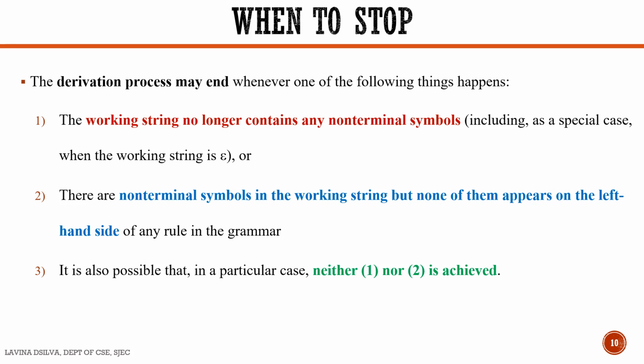The second scenario is where there are non-terminals in the working string, that is, in the right-hand side, but none of them appear in the left-hand side of any rule. The third scenario is where neither the first case nor the second case is achieved. We'll take an example for each of these three cases to understand the concept.